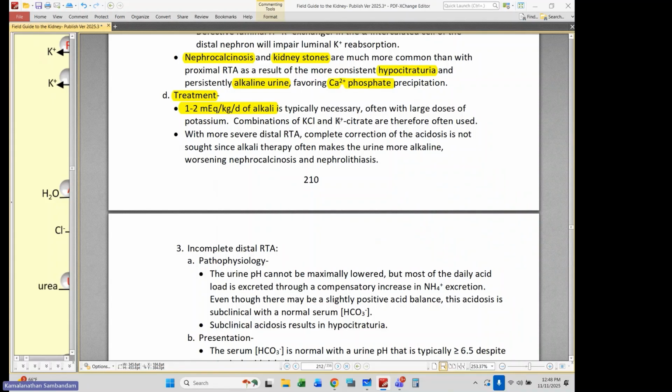Often we're giving it in the form of K citrate. Often we can't give it all as K citrate, and often we cannot completely normalize the serum bicarbonate, because as we give more base, what happens to urine pH? It goes higher. What's the downside of that? More kidney stones, more nephrocalcinosis.